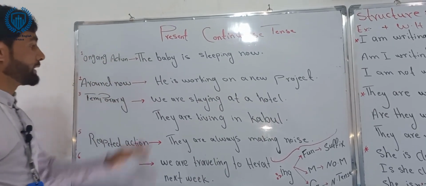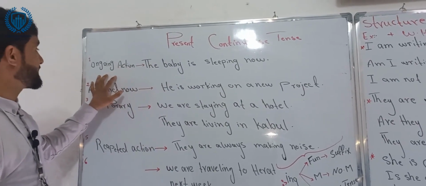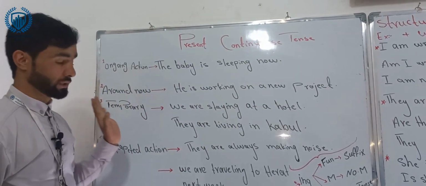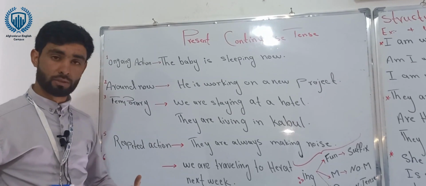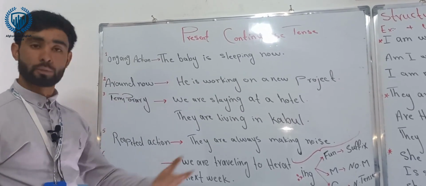Present continuous tense has many usages. Firstly, present continuous tense shows an ongoing action. Ongoing action. It's the first usage. As a definition, you can say ongoing action.